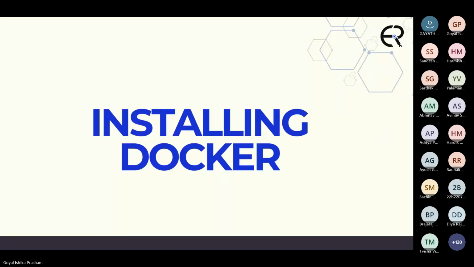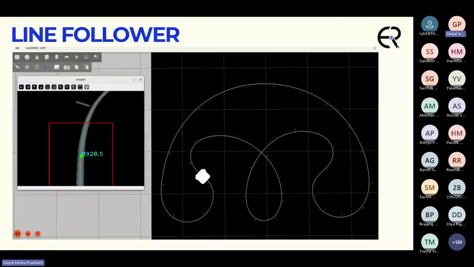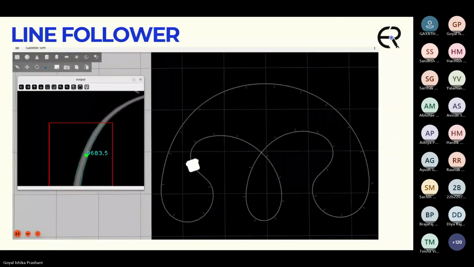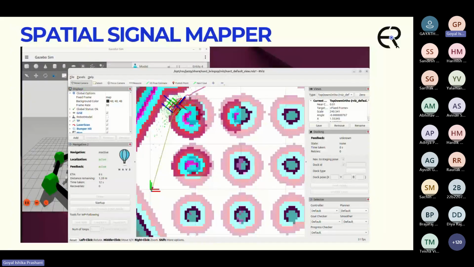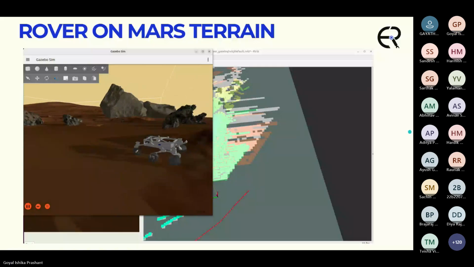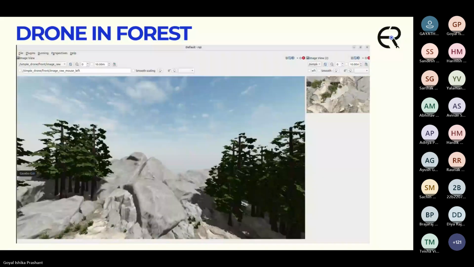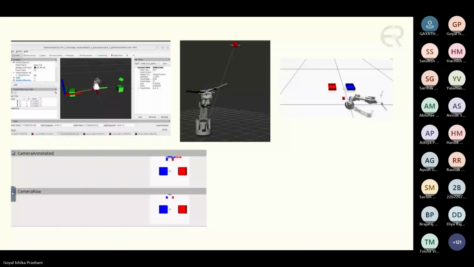Let's now look at what all we'll learn in the upcoming sessions. So, using everything that you learn in the upcoming sessions, you'll be able to build some amazing projects like the line follower, spatial signal mapper, rover on Mars terrain, controlling port with lighter integration, drone in forest, pickup and place, and many more.